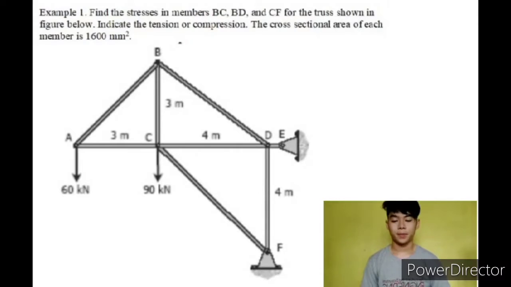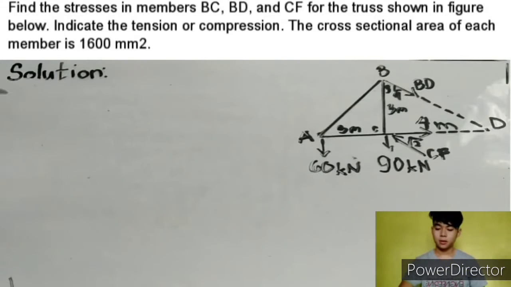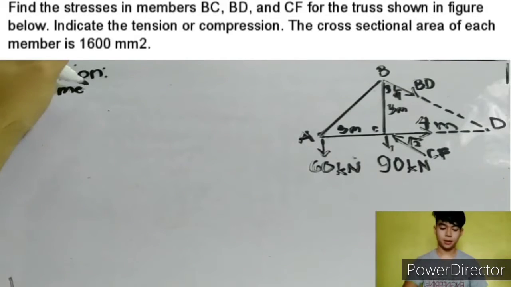So now we know what compressive, shear, and torsional deformations are. Now we will have an example of those. Example 1. Find the stresses in members BC, BD, and CF for the truss shown in the figure below. Indicate the tension or compression. The cross-sectional area of each member is 1,600 millimeters square. So now, let's first find the force in member BD.